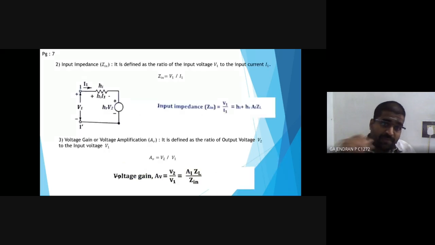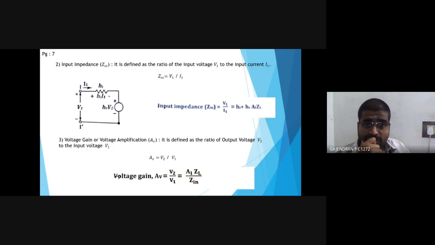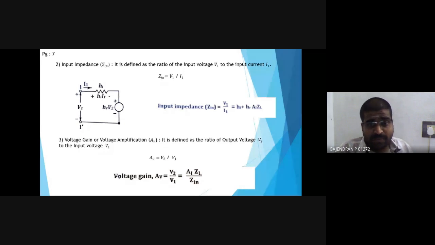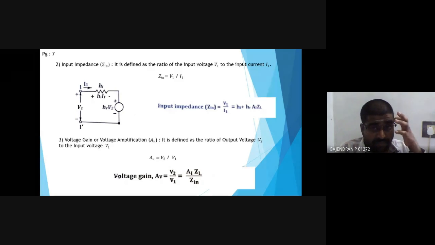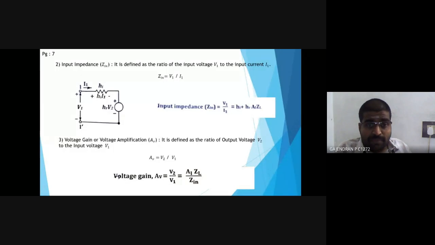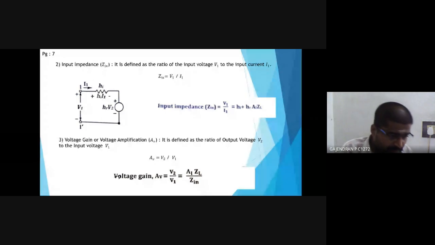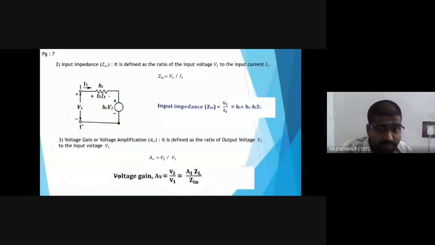Input impedance is defined as the ratio of the input voltage to the input current. Input impedance is denoted as Zin equal to V1 by I1. If you apply KVL in the input loop, you will get the input impedance equal to HI plus HR into AI into ZL. HI is nothing but the input impedance, and HR is nothing but the reverse voltage gain, as we discussed earlier in H parameters. Just recall, it's just a simplification in terms.